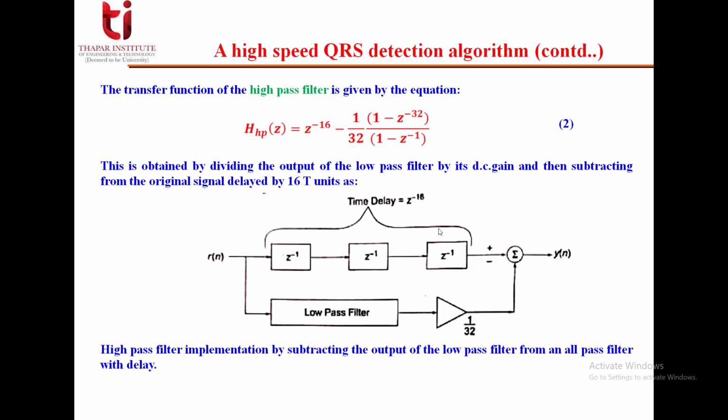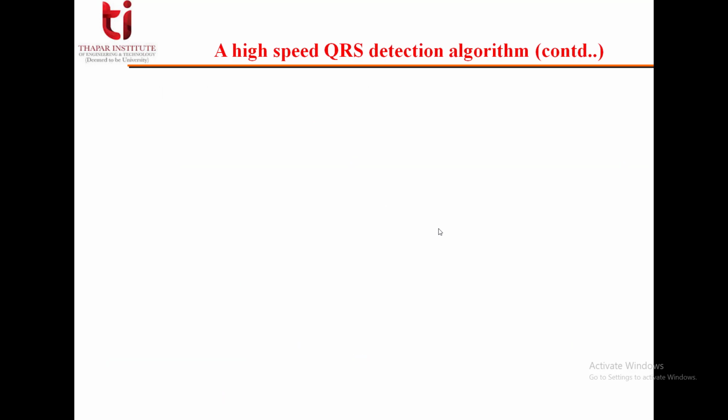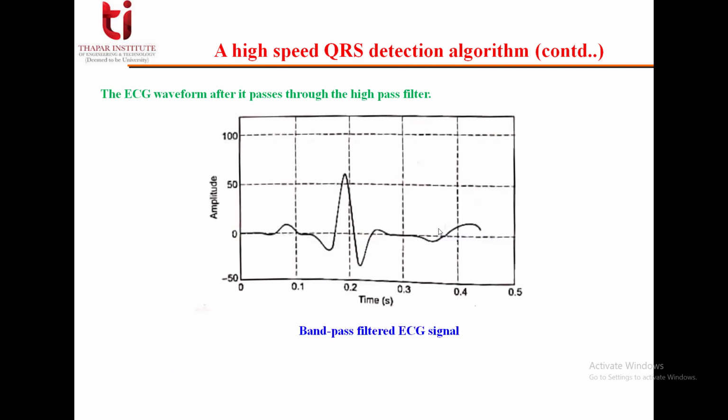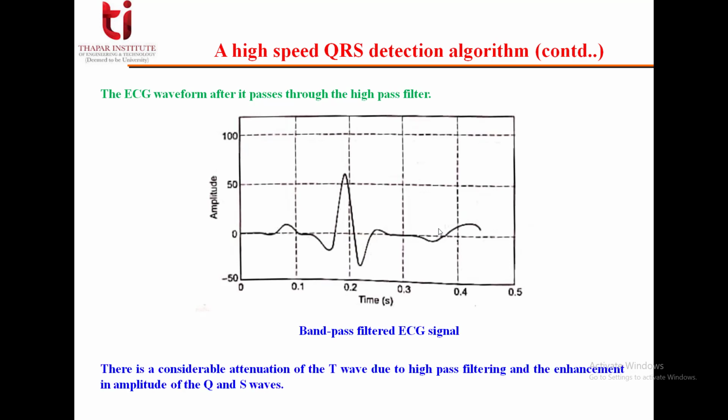So this is the high pass filter. The pass band of this is from 5 to 100 Hertz, its gain is unity, and the delay is 80 milliseconds. So the ECG waveform after passing through the high pass filter, you can see now, is a band pass filtered ECG signal. You can observe the considerable attenuation of the T wave due to high pass filtering and the enhancement in amplitude of the Q and S waves.